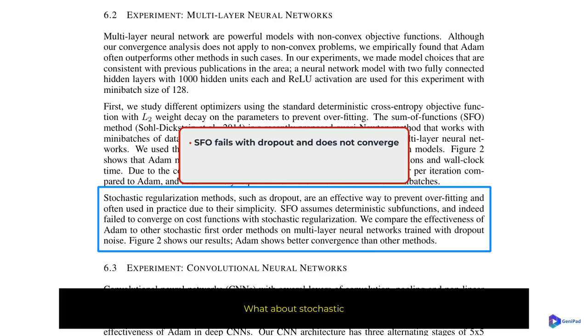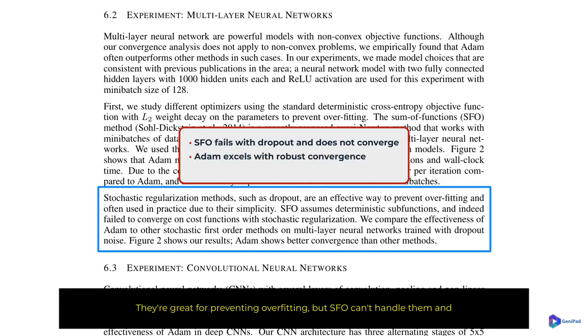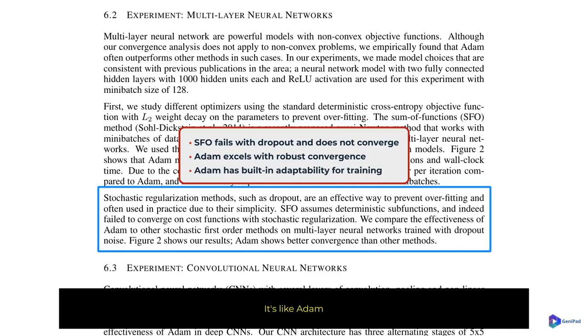What about stochastic tricks like dropout? They're great for preventing overfitting, but SFO can't handle them and fails to converge. Adam excels here, outperforming other stochastic methods and showing robust convergence. It's like Adam has built-in adaptability that others lack, making it ideal for practical neural network training.